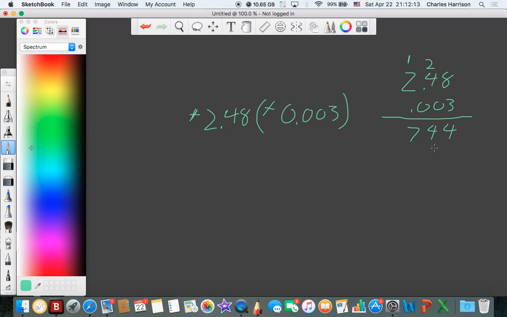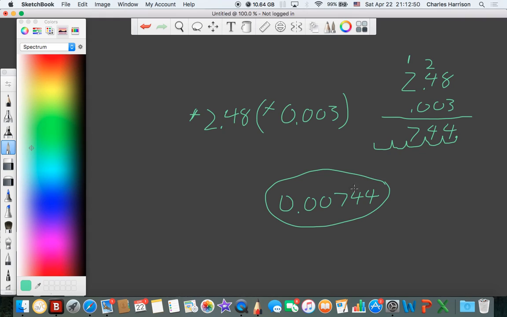Plus 1 is 7. Now, we need to take into account the decimals. After the decimal, we have 2 decimal places here and 3 here. So in the end, this decimal that was here, which is invisible, we didn't use it, right? We need to move it back. 1, 2, 3, 4, 5. So the final answer is 0.00744. And it's not a negative number because the negatives canceled out. So this is the final answer right there.